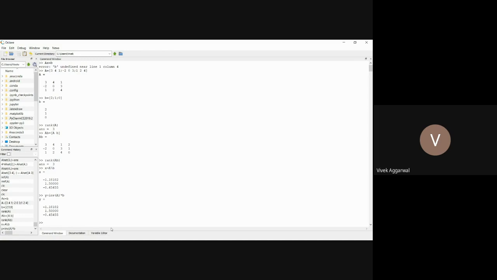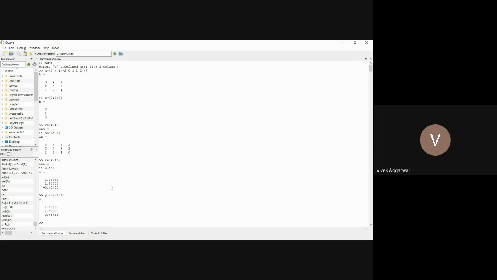So either you can use this command a backslash b, or you can also write in this form. So now we are able to solve this system. Okay, so this is what we are going to obtain from this one. Now this is a very simple one.